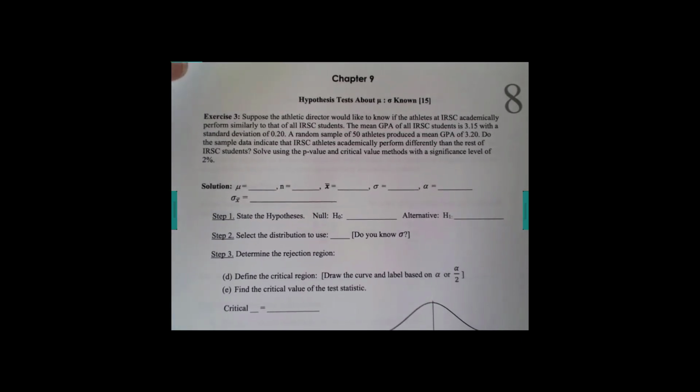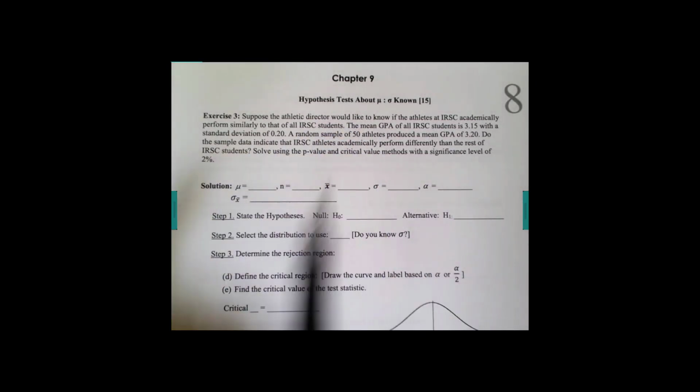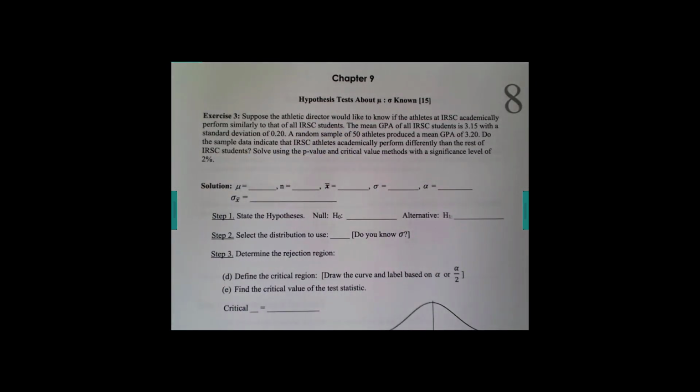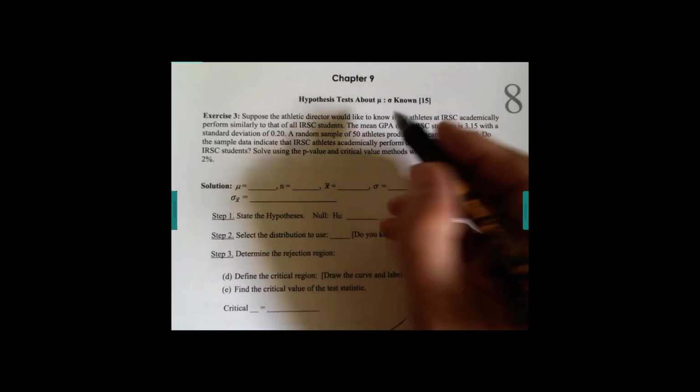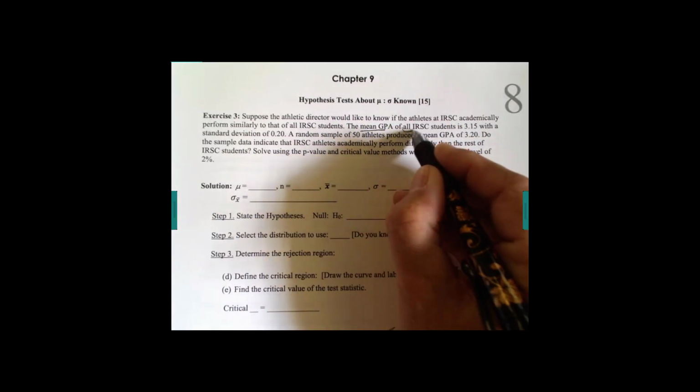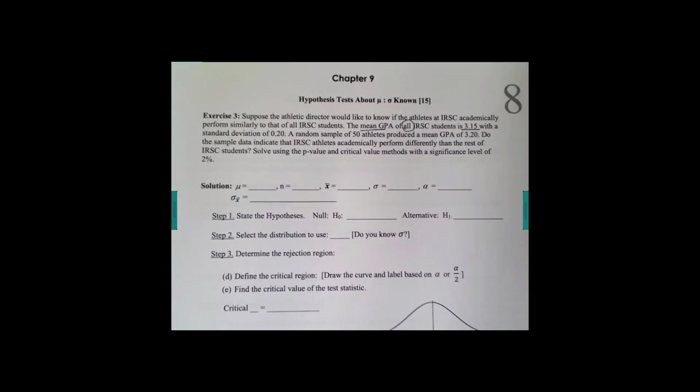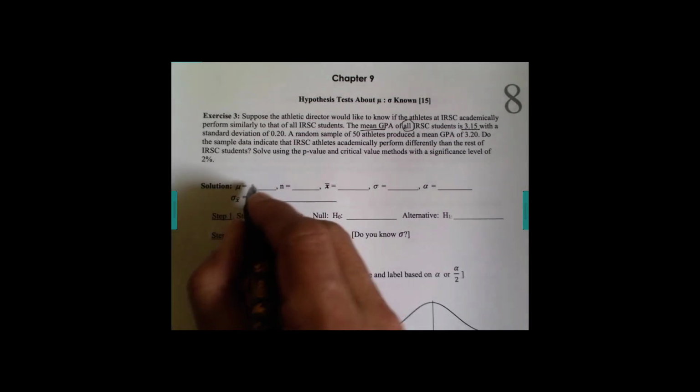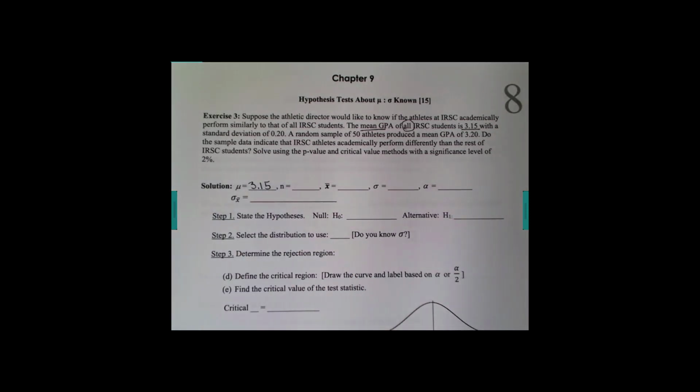So this exercise says, suppose the athletic director would like to know if the athletes at IRSC academically perform similarly to all other IRSC students. The mean GPA of all IRSC students, that's the mean GPA of all, isn't it, is 3.15. That kind of looks like what we're going to compare it against. I'm going to put it right here. I have to make sure that I've got it right.